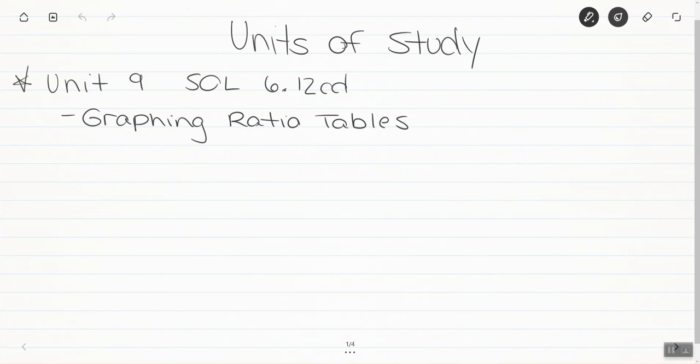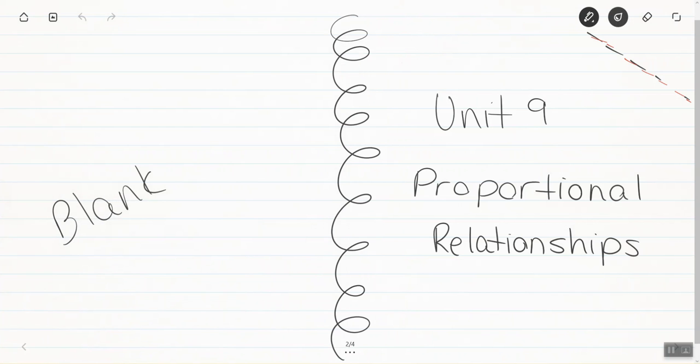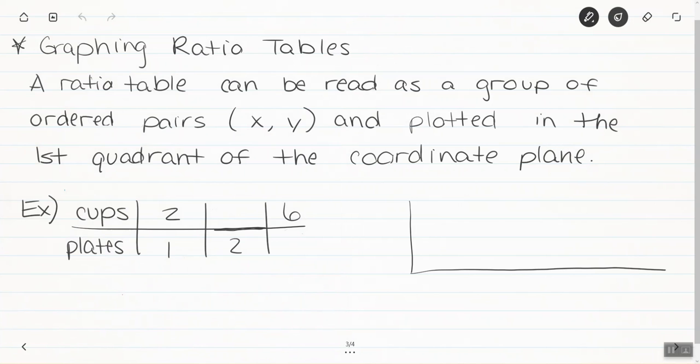So once you have that first part copied down, go ahead and turn to some blank pages in your notebook. Leave the page on the left blank. On the right-hand side, you're writing in Unit 9, and the unit is going to be called Proportional Relationships. And then go ahead, fold down that corner so that you can find Unit 9 quickly, and we will get started. So, graphing ratio tables.